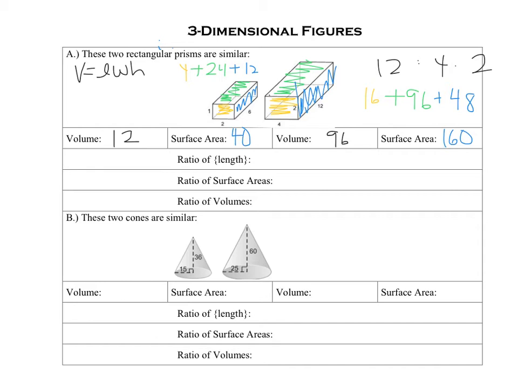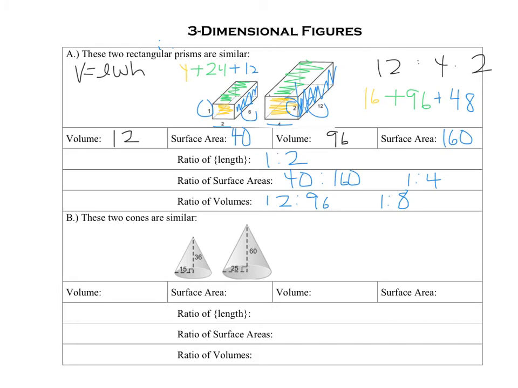So the ratio of the length would be 2 to 4, or 1 to 2, or 6 to 12. And all of those are going to reduce to 1 to 2, or 1/2. And then the ratio of our surface areas, that's 40 to 160. So that would reduce to 1 to 4. And then the ratio of the volumes, that's 12 to 96. And 12 goes into 96 8 times, so we get a ratio of 1 to 8.